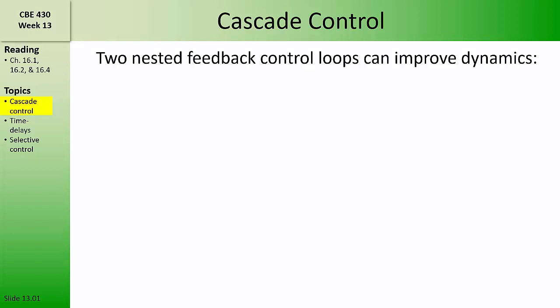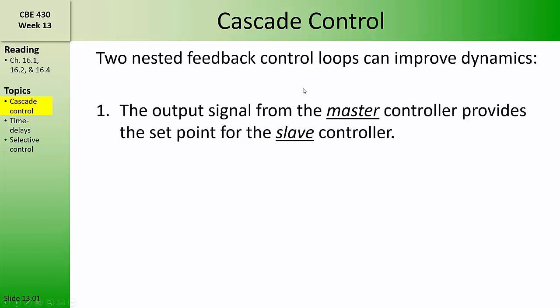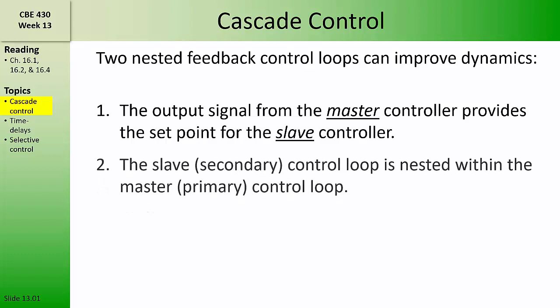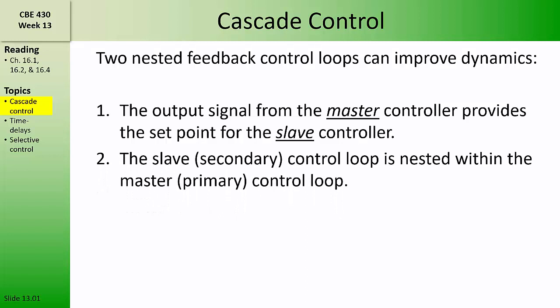In cascade control, there are two nested feedback control loops that are used in tandem to improve the dynamics of the process. The output signal from the primary controller, or the master controller, provides a set point for what's called the secondary controller, or the slave controller. The slave, or secondary control loop, is nested within the master, or primary control loop.